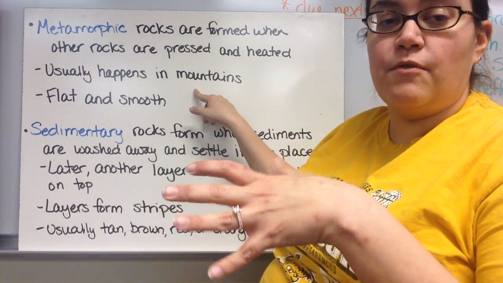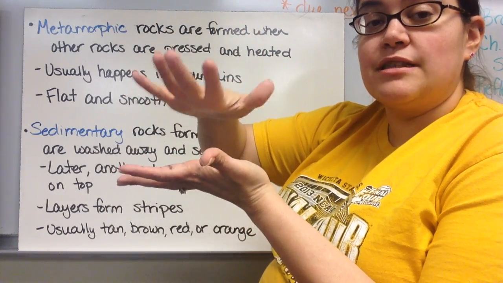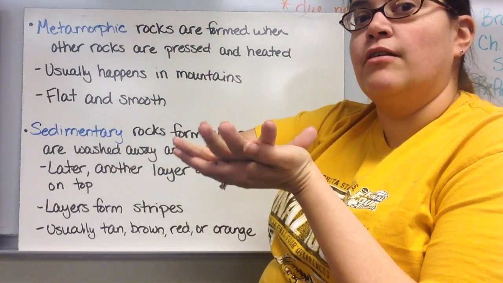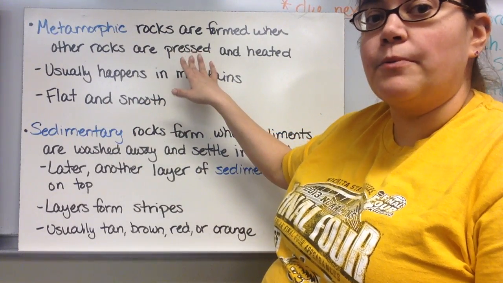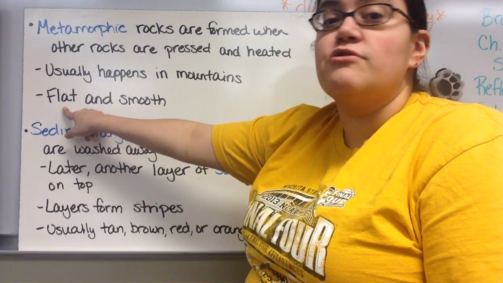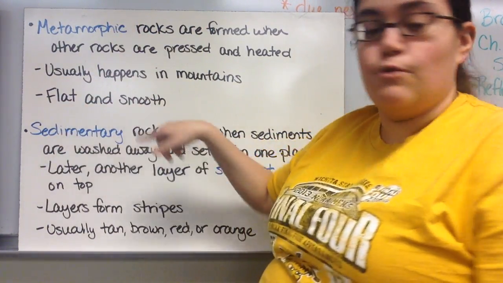So the rocks at the bottom of a mountain, as the mountain lifts, get more and more weight on top of them, and so it presses down on this rock. Because they're pressed a lot and have a lot of pressure on top of them, these rocks are usually flat, which makes sense because they're getting smushed, flat and smooth.